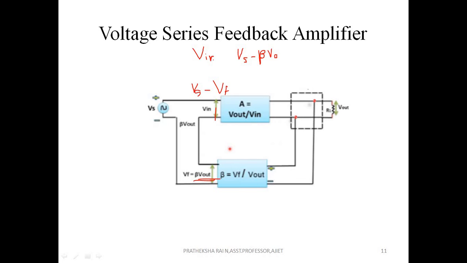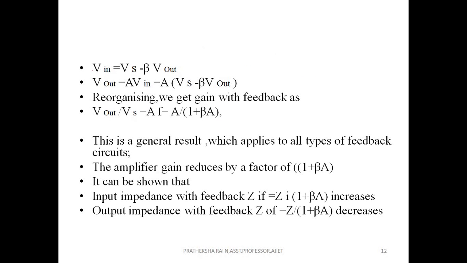Now I have to derive the gain. So how do we find the gain? Gain is always written as A equal to V out divided by V in, right? So V in we have already written. What is V in? Vs minus beta V naught. So A into V in is equal to V out. So V out can be written as A into V in, where V in is Vs minus beta V naught.